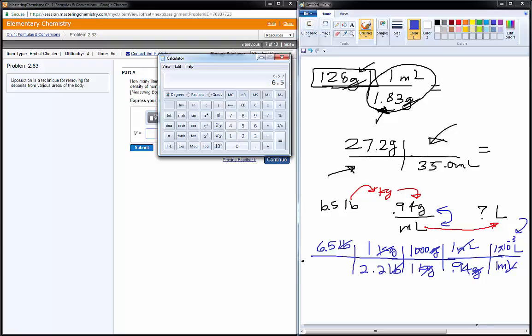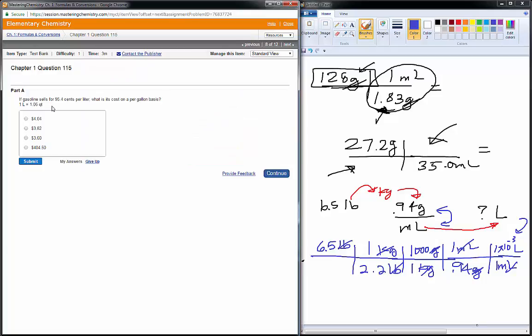6.5 pounds divided by 2.2 pounds in a kilogram. Multiply that by 1,000 grams in a kilogram. Divided by 0.94 grams in a milliliter. Multiplied by 1 times 10 to the negative 3. Gives me 3.14 liters.